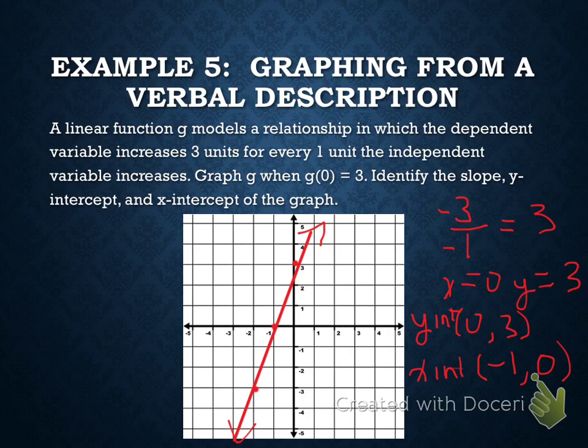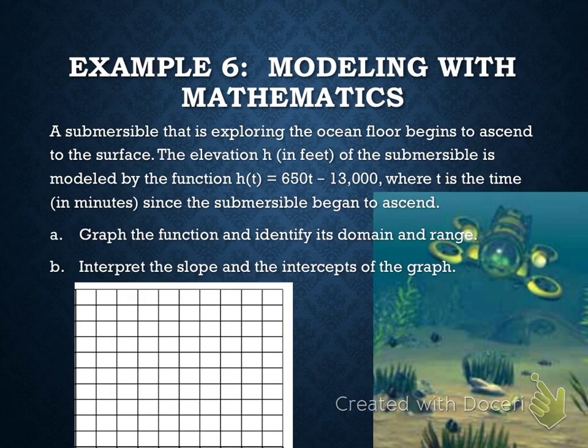So how are we going to use this as far as math goes? When we're modeling with mathematics, we've got a submersible that is exploring the ocean floor, begins to ascend to the surface. Ascend means to rise. So the elevation h in feet of the submersible is modeled by the function h of t equals 650t minus 13,000, where t is the time in minutes since the submersible began to ascend.